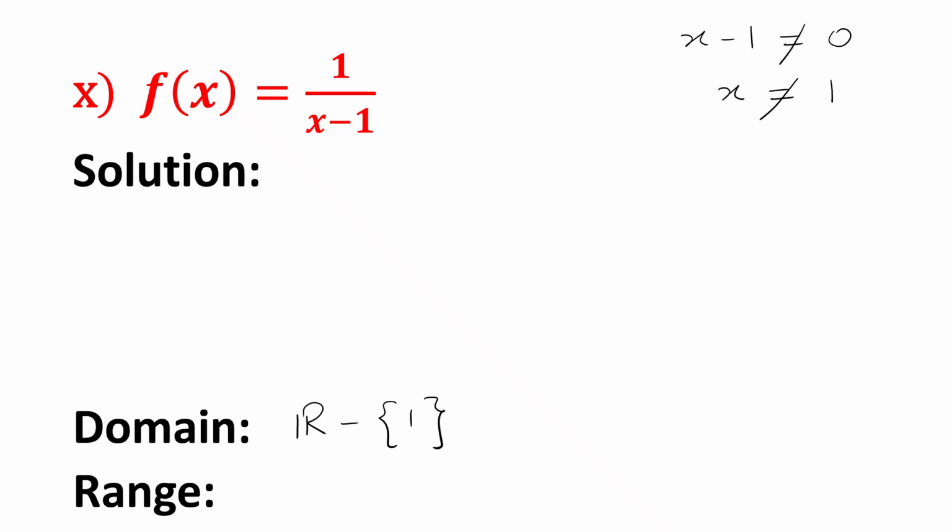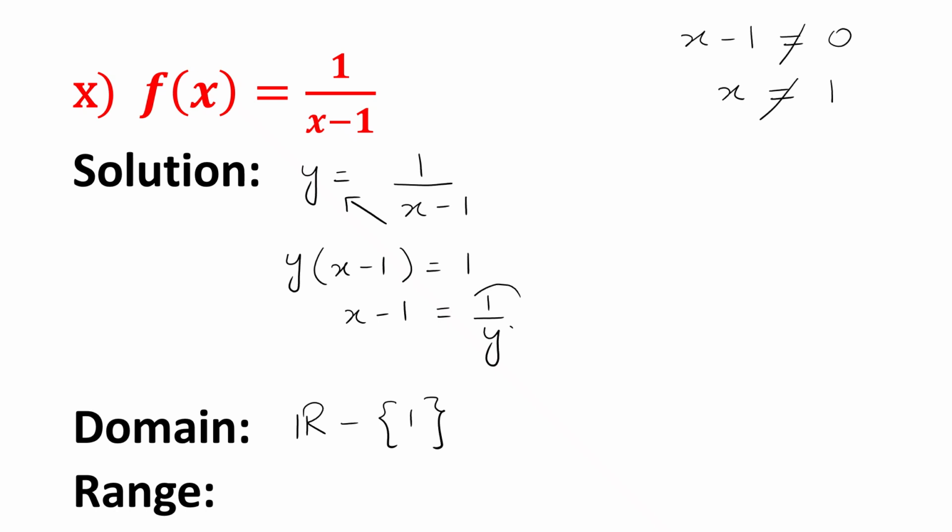Now for the range we solve the given function y equals 1 over x minus 1. By cross multiplying this x minus 1, we have y into x minus 1 equals 1. And then x minus 1 equals 1 over y. Now we are finding the range. So this y should not equal 0. It means our range will be the set of all real numbers excluding 0.